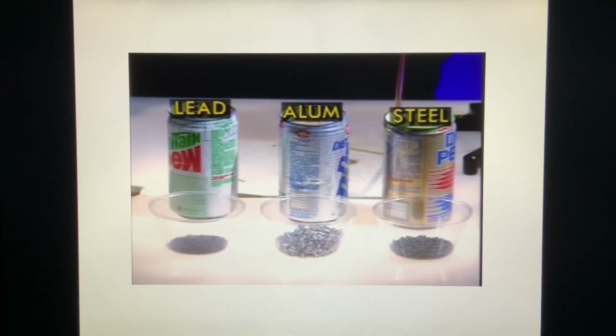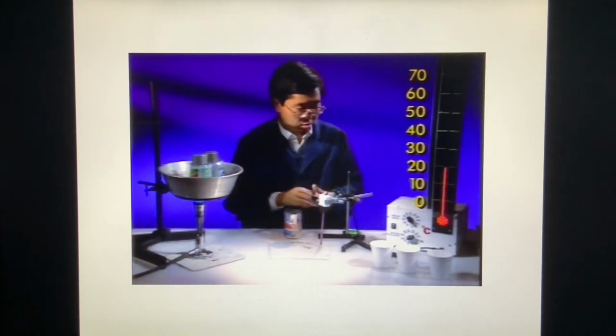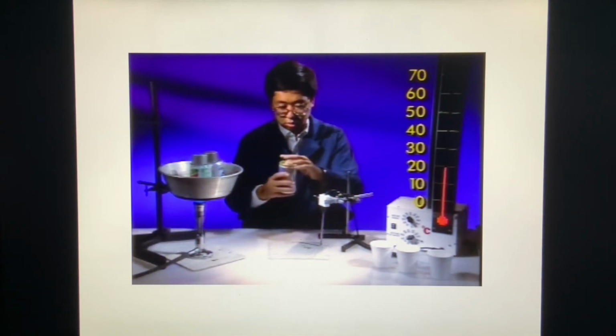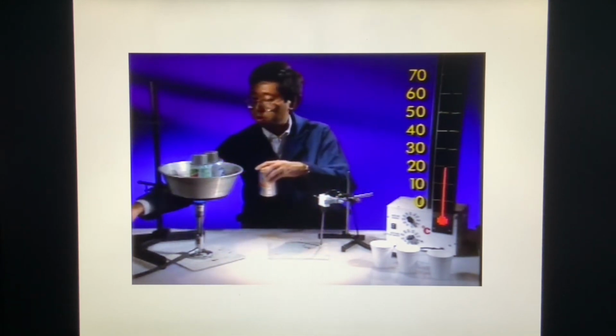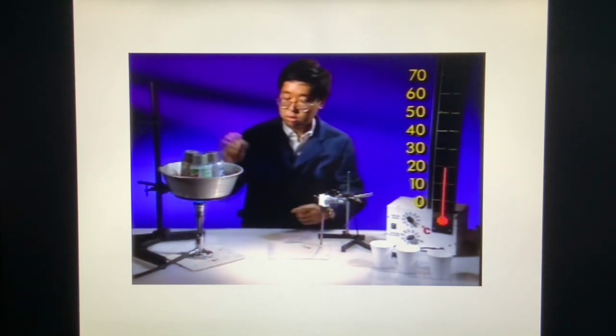Different metals have different specific heats. We'll demonstrate that using equal masses of lead, aluminum, and steel shot. 75 grams of each metal are placed inside soda cans that are sealed and put into boiling water. When the metal samples reach 100 degrees Celsius, we'll pour each of them into 50 grams of water and measure the increase in temperature of the water.